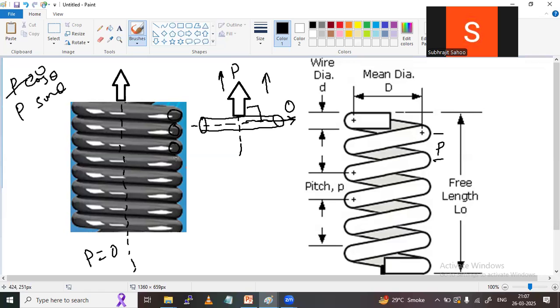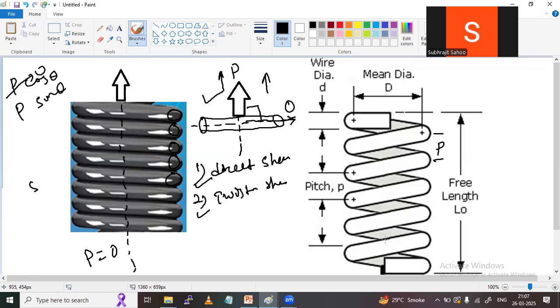This is the cross section of the wire, a circular cross section, right? Two types of stress will be developed. One is direct shear stress. Another is shear stress due to torsion, or we can say twisting shear stress. So whenever there is a vertical component of load, these two types of shear stress will develop in the wire. This is a closed coil spring.